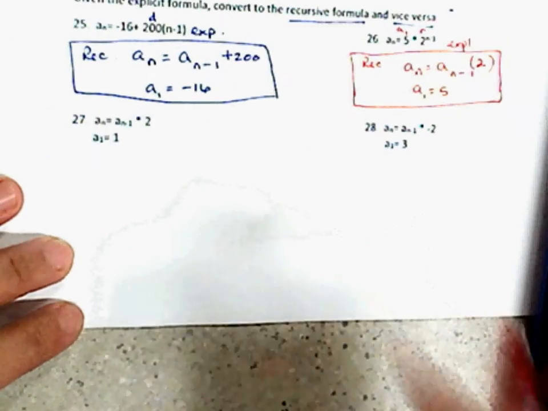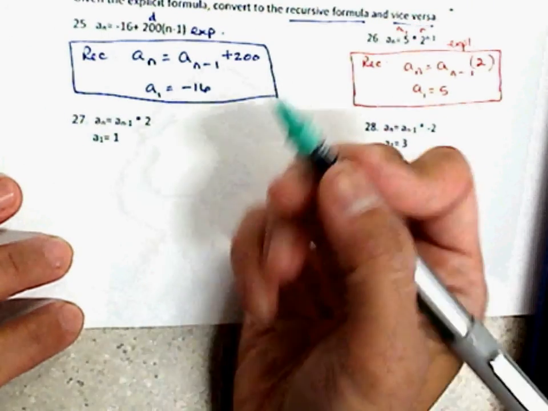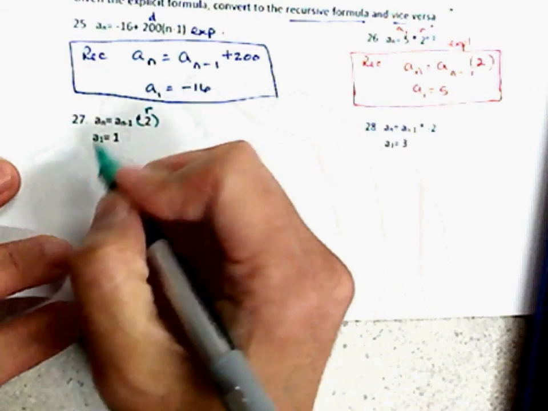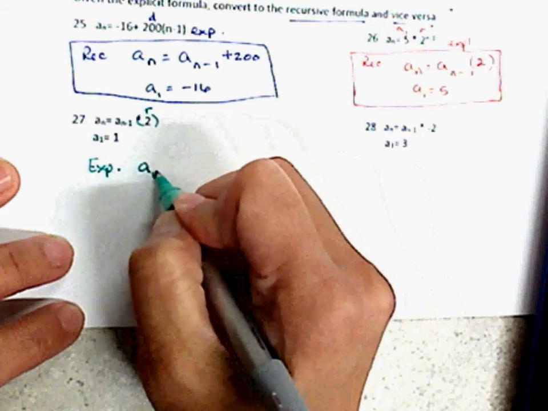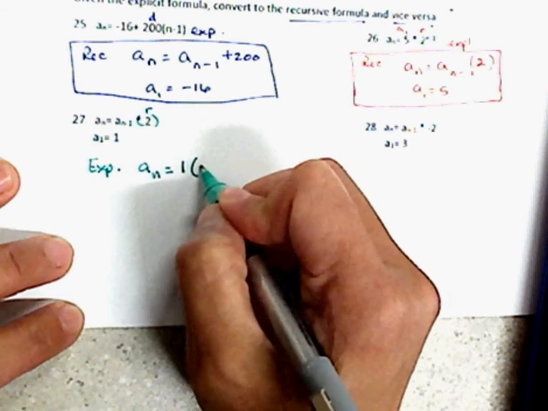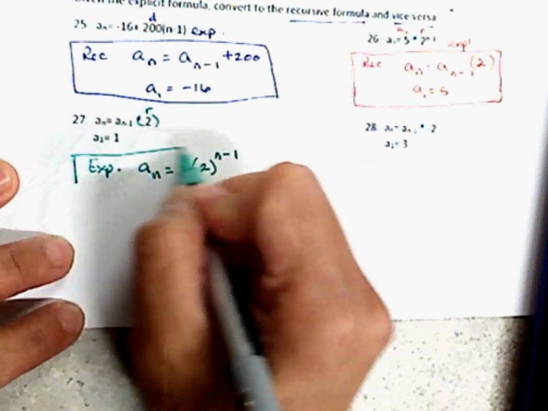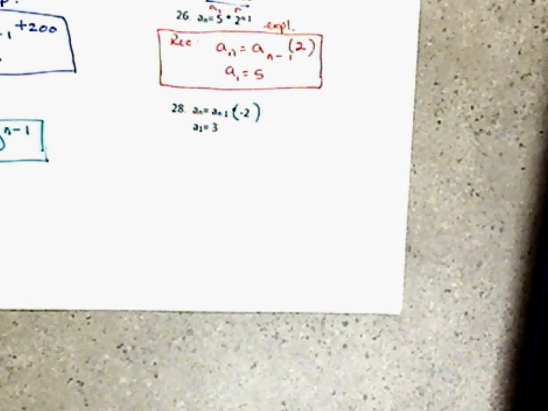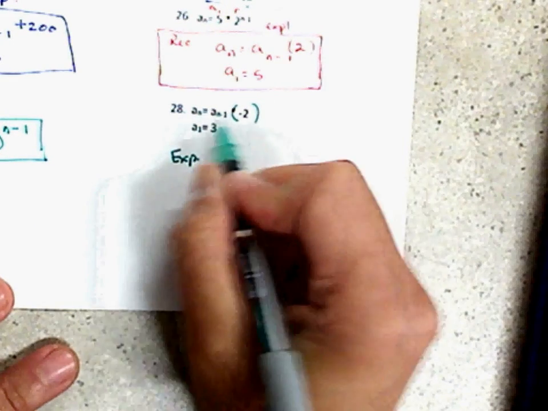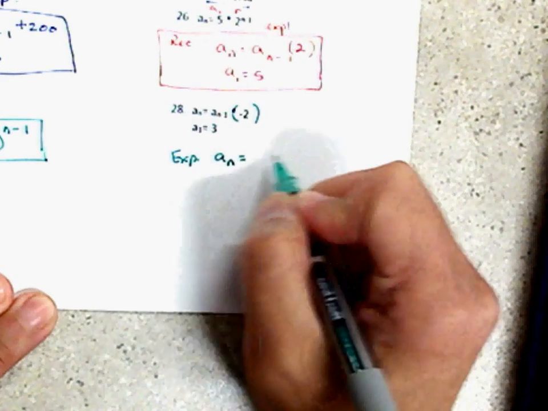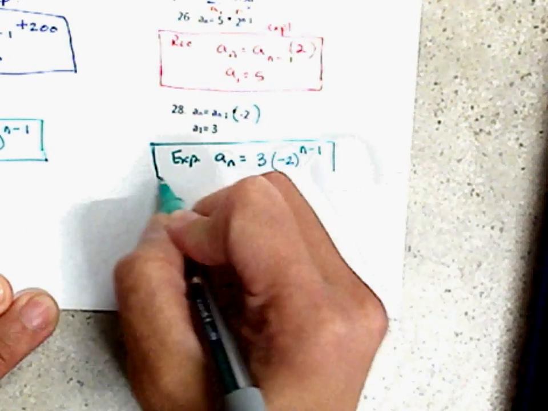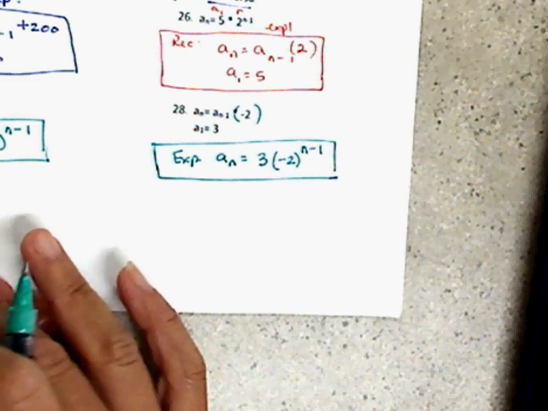27. Let's take a look at number 27. There's your multiplication. There's your R. Giving you recursive. That's your first term. Let's write your explicit. Here we go. A sub n equals your first term times your R, n minus 1. That's it. Notice you have another geometric, so let's rewrite that one in explicit also, because that's your recursive. So A sub n equals your first term times your R raised to the n minus 1. And there you have page 2. Good luck.